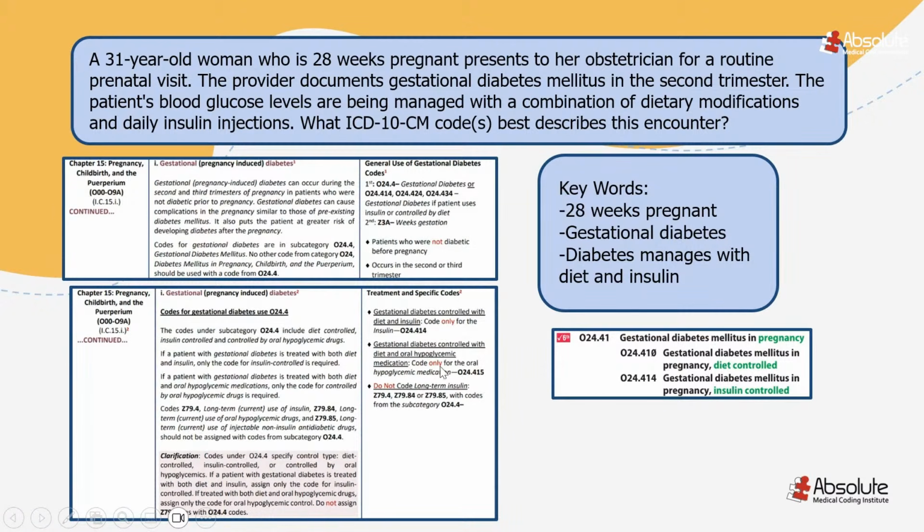So if you go down here again to the sequencing suggestion column, you can see right here treatment and specific codes, and right here it says if the scenario says gestational diabetes controlled with diet and insulin, it says to code only for insulin. So again, that's going to be that O24.414 code, and that is why I chose that one instead of choosing the diet controlled or using both of these codes. So that's the reason that that is going to be our first code.